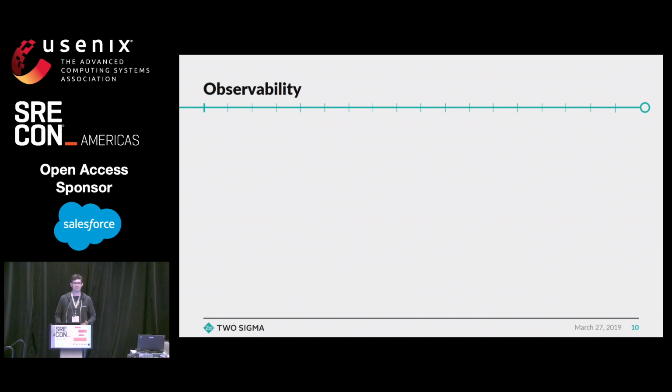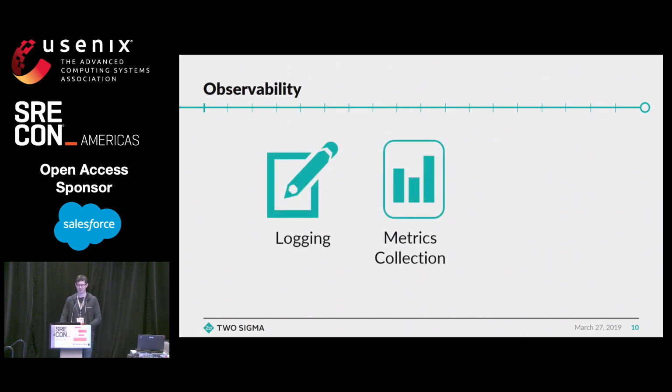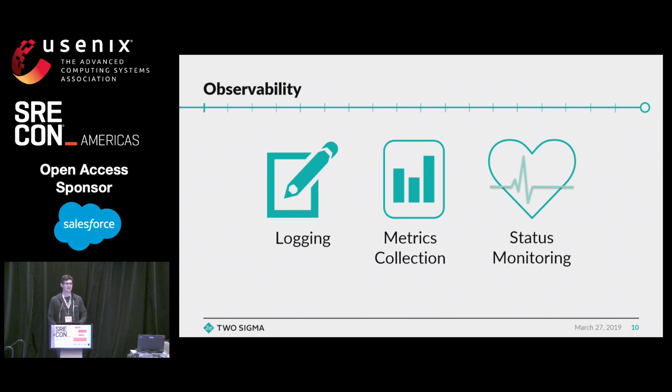How do we achieve better observability? Well, we do so through logging, metrics collection, and status monitoring. The pillars here aren't that much different from monitoring any other kind of service. The details are a little bit different, though.